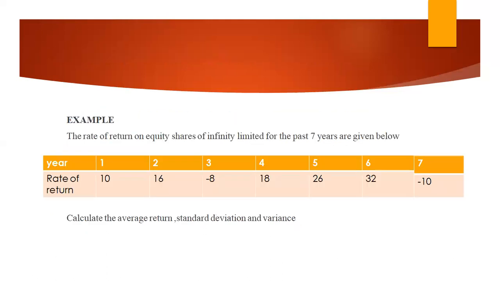So this is an example: the rates of return on equity shares of Infinity Limited for the past 7 years are given below. They have given 7 years of detail and the rate of return. Calculate the average return, standard deviation, and variance. So they have asked to calculate the variance and standard deviation.